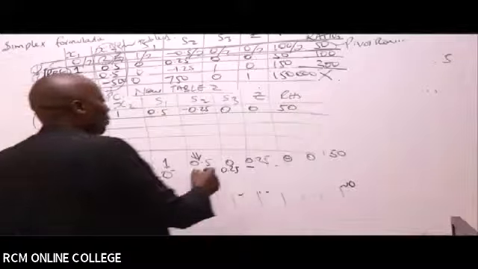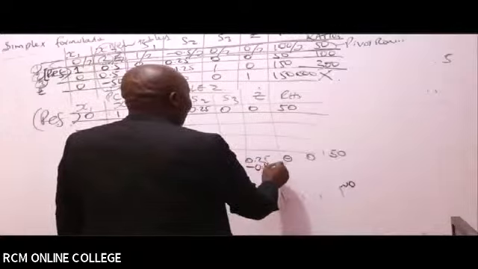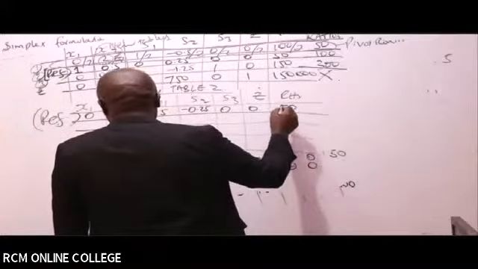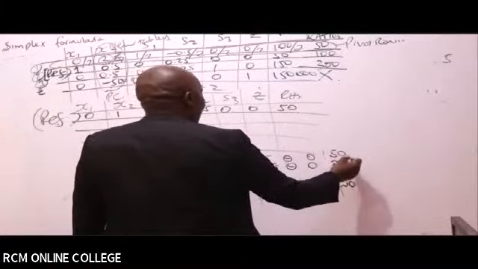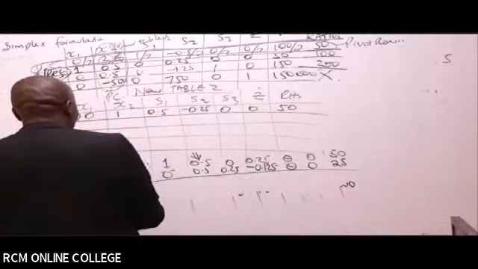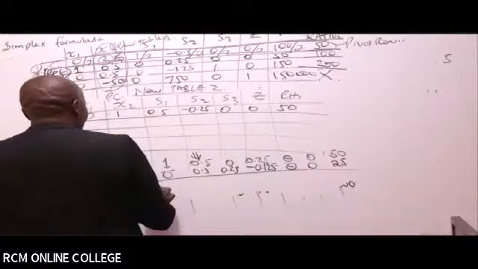Minus 0.125. Thank you, Lucy. So then this becomes 0, 0. This times 0.5 gives me 25. Go ahead and subtract for you to give us new row 2.